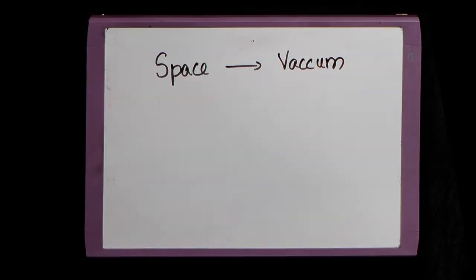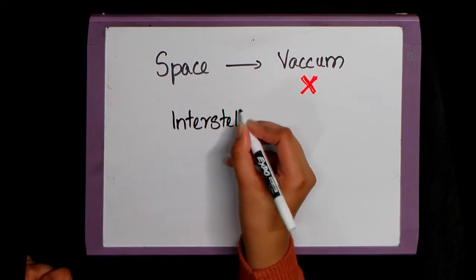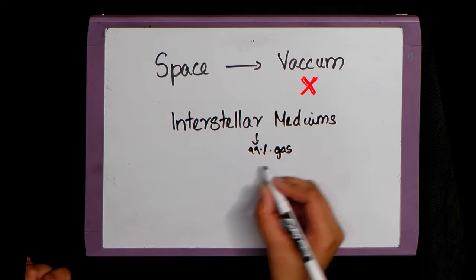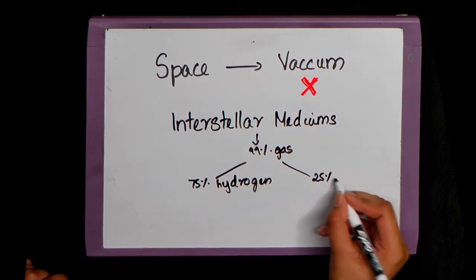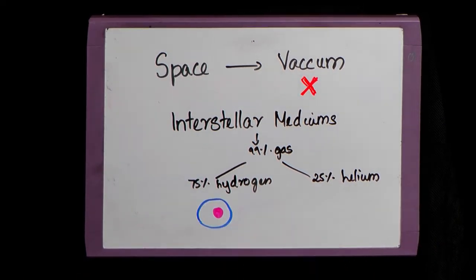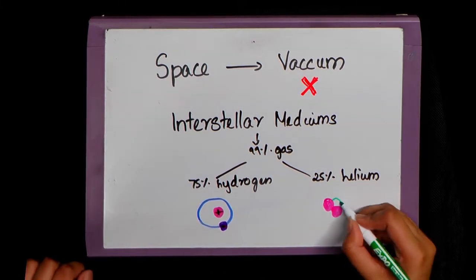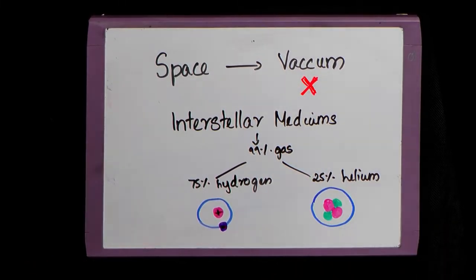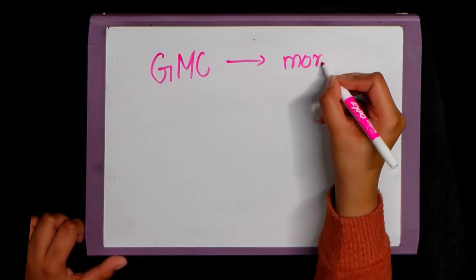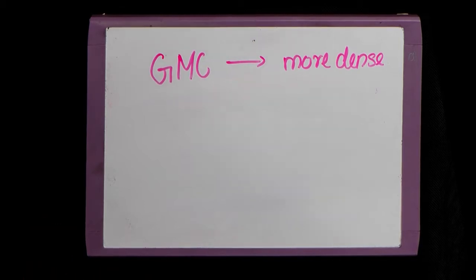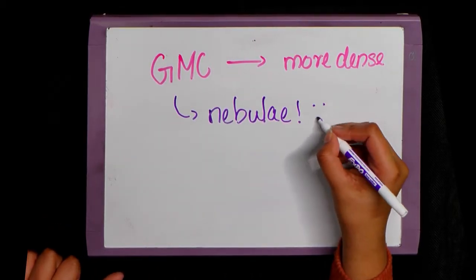Many people think that space is a vacuum. There is actually a lot of dust and gas particles floating through space in very low densities. These are called interstellar mediums. They consist of 99% gas, with about 75% being hydrogen and the rest being helium. The denser areas of these mediums are known as giant molecular clouds, which are more commonly known as nebulae. They have heavier molecules such as water, carbon monoxide, methanol, and ammonia.